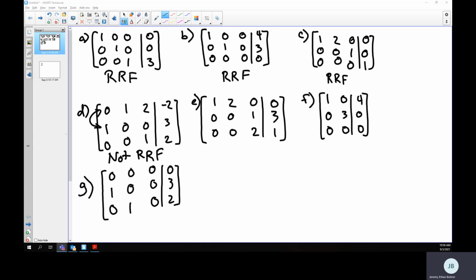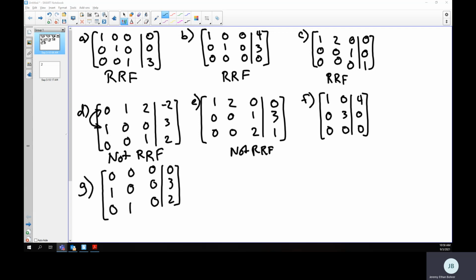In E, this isn't row reduced form either, and it's that same second problem we had. We've got a 2 in the third column, but we also have a leading 1 in the third column. So we want to get rid of that 2 when we have a chance. It's also notable that this would come up with some inconsistencies because we would wind up with 0z equals -5, and that just doesn't work.